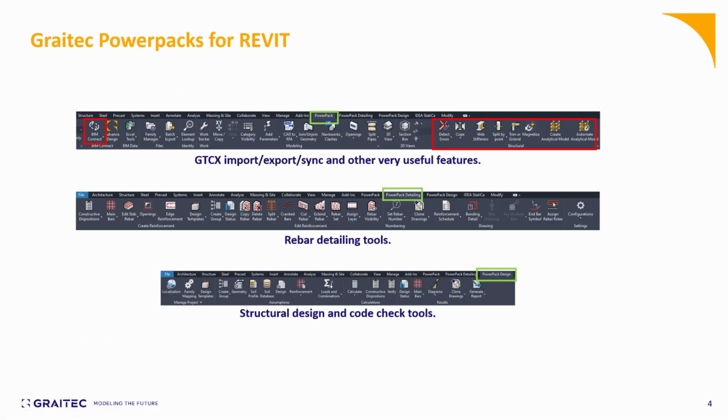So talking about Revit, we have three main tools in Revit, Power Packs, we call them here, to help you with modeling, concrete design and detailing inside Revit. The first one we call Power Pack Standard. When you install it, it's going to look like this in your Revit toolbar, and it has different types of usages here.